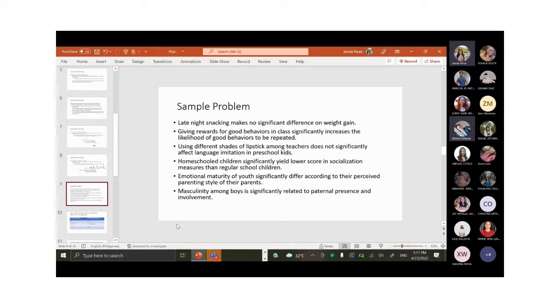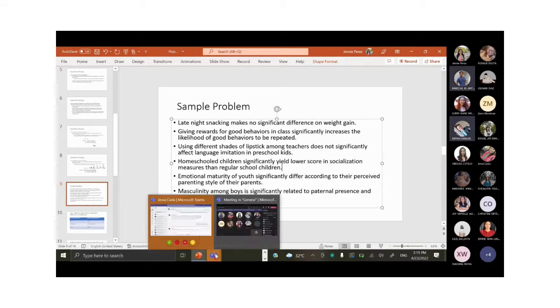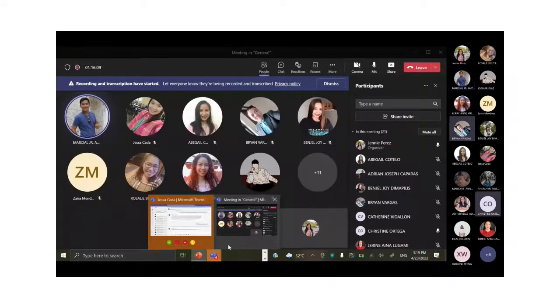Okay, next. Homeschooled children significantly yield lower score in socialization measures than regular school children. Now, is this a null hypothesis or an alternative hypothesis? Alternative, Doc. Alternative po.